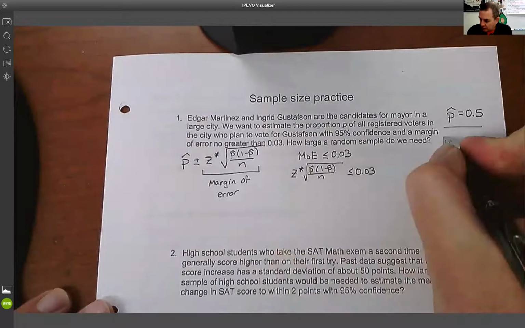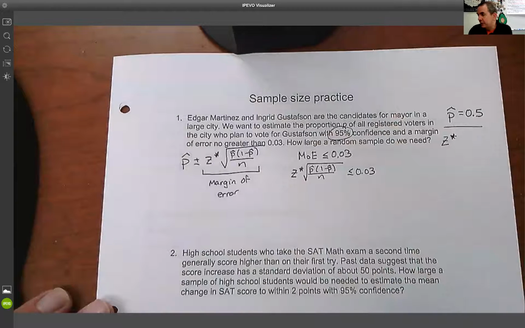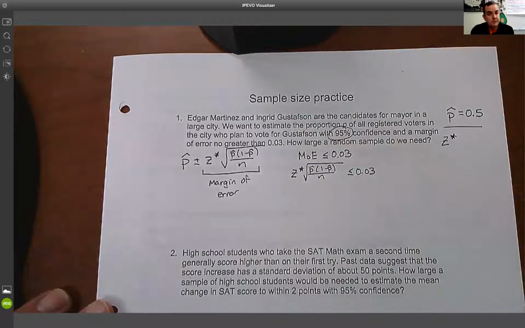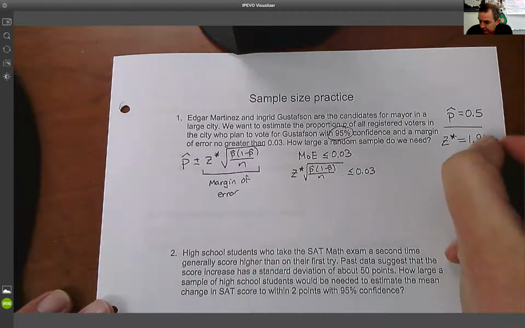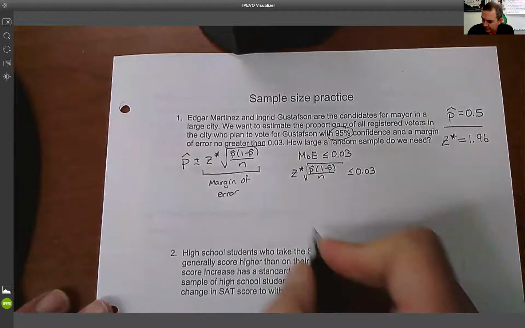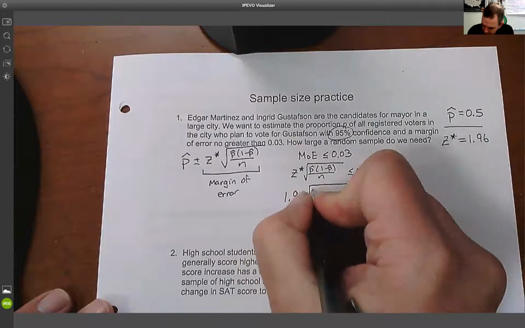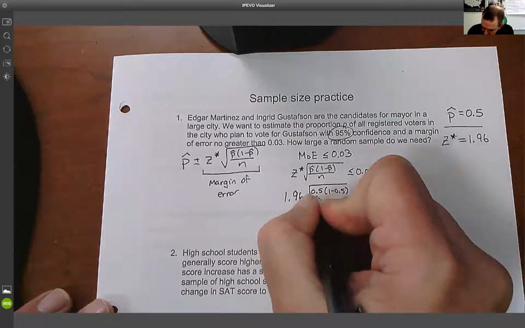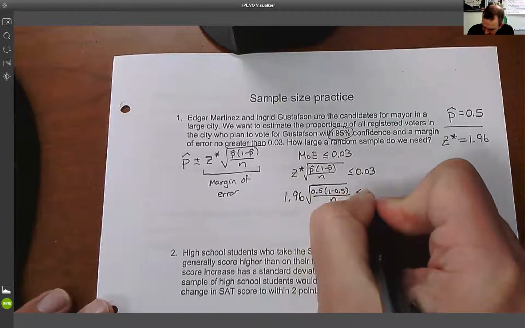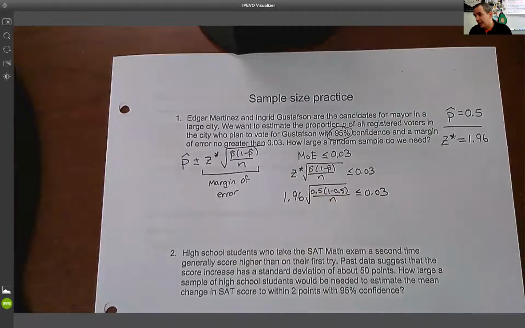And we know Z star from the 95% confidence. We go to our table B, go down to the infinity row, and we know that Z star is equal to 1.96. So now we have the following expression: 1.96 times the square root of 0.5 times 1 minus 0.5 divided by N is less than or equal to 0.03. And now it becomes an algebra problem. You've got to solve for N.